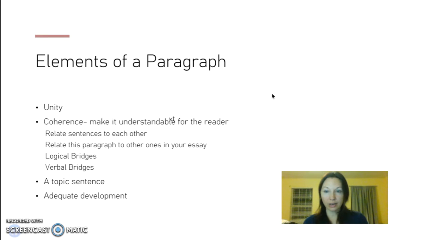Another way of using transitions within the paragraph is using verbal bridges. This would be if we repeat key words or phrases throughout, or use synonyms for certain words so that you're not repeating the same word over and over again throughout. Another way you can do this is to use pronouns like he, she, they, it, instead of repeating the same word, but you want to always refer back to your main idea and just using other transitional words and phrases to help build coherence.